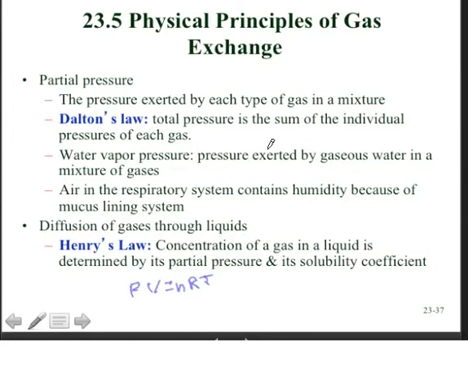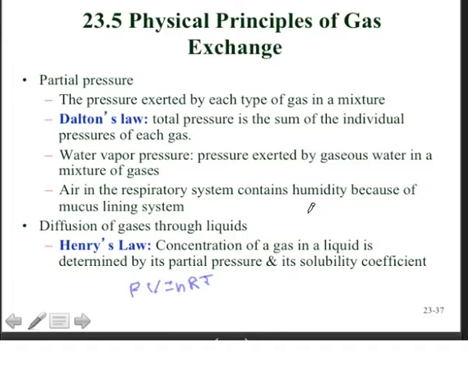The law of partial pressure simply states that the total pressure of a given gas against the sides of the container is equal to the sum of the pressures of the component gases in their molar ratios. Water vapor pressure is the pressure exerted by gaseous water in a mix of gases, and the air in the respiratory system is humid because of the mucus that lines it. Okay, so we have to take into account the water vapor pressure when we're looking at total pressure.